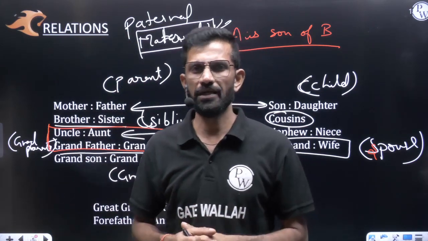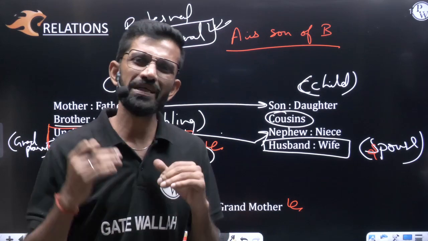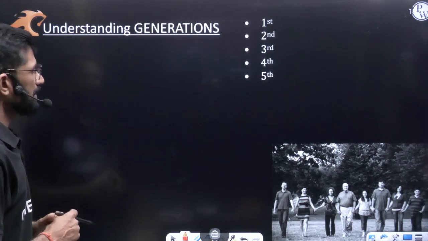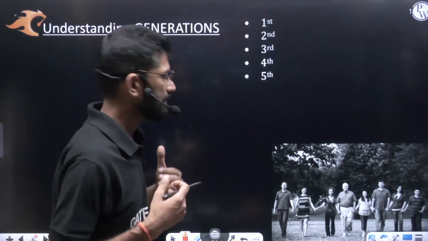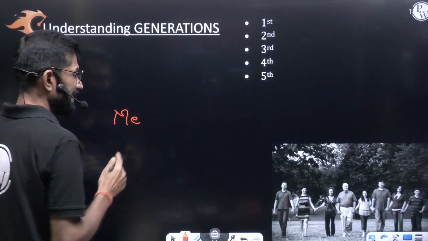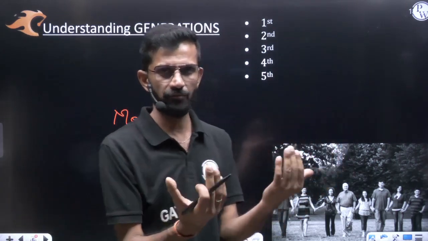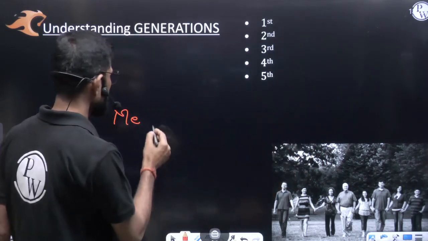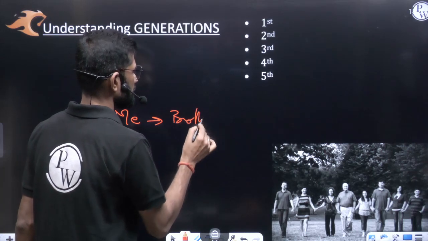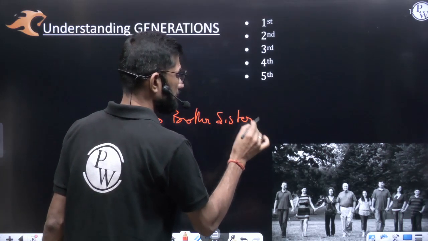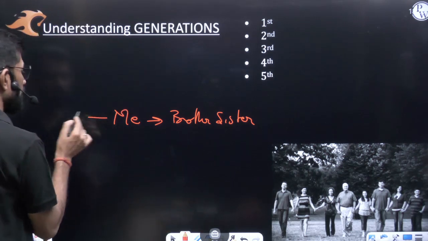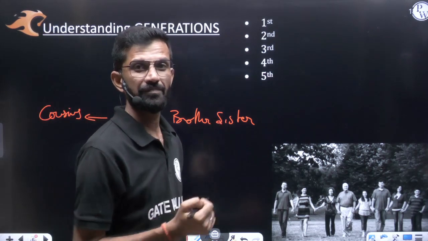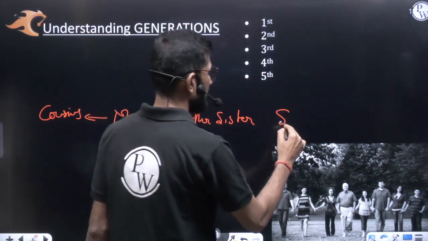Before going to in-law relations, first we have to understand this word which I am using again and again: generation. Let us understand generation. Like me, I am there. Now, in my generation, who all will be there? Whatever relations we have understood, based on that we'll decide. In my generation, obviously my brothers and sisters will be there. Not only my brother and sister, even my cousins will also come in my generation. My cousins are also in my generation. Not only that, my spouse is also in my generation.